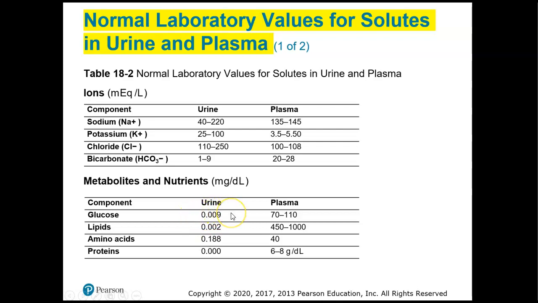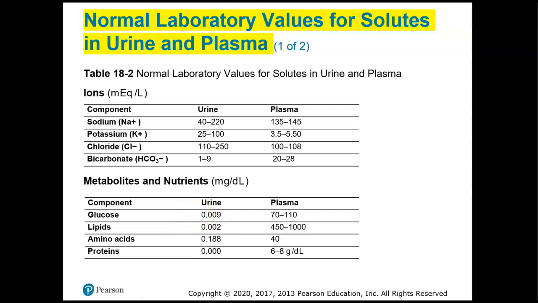The urine is going to contain almost 0 milligrams per deciliter of glucose. So almost no glucose, almost no fats, 0 proteins. And if you see any of that in the urine, that is a sign that there's something wrong. Glucose in the urine is going to be a sign of diabetes.